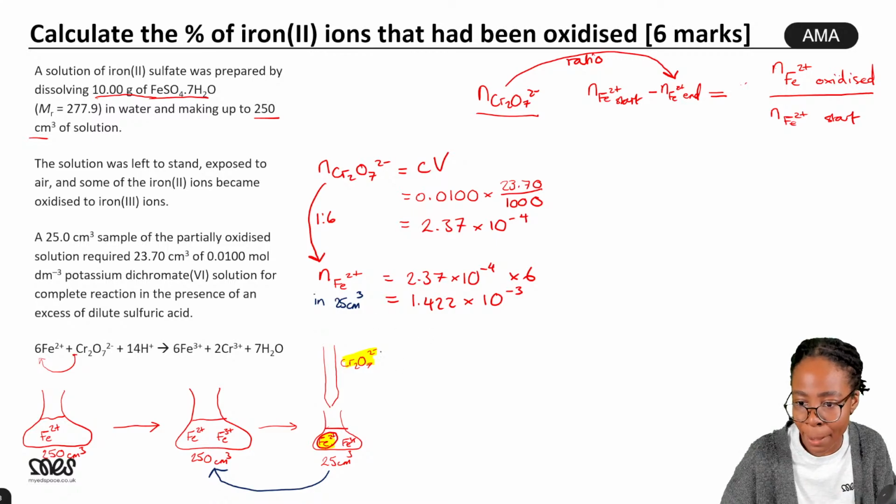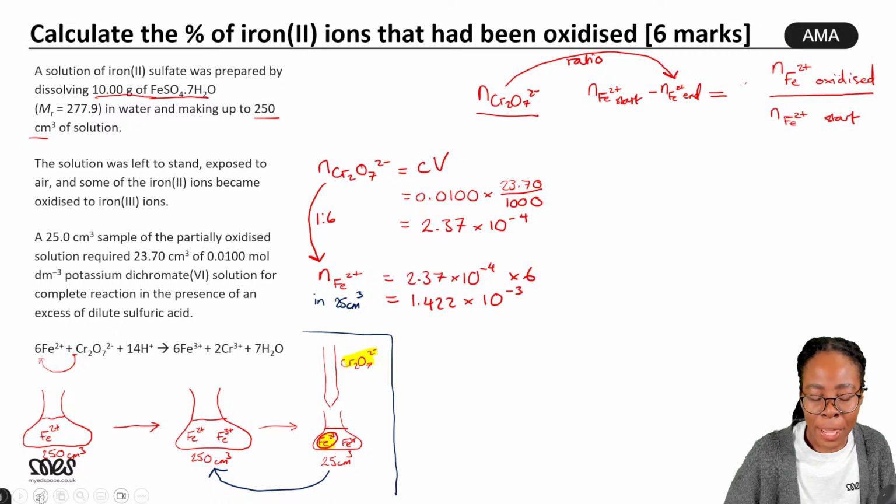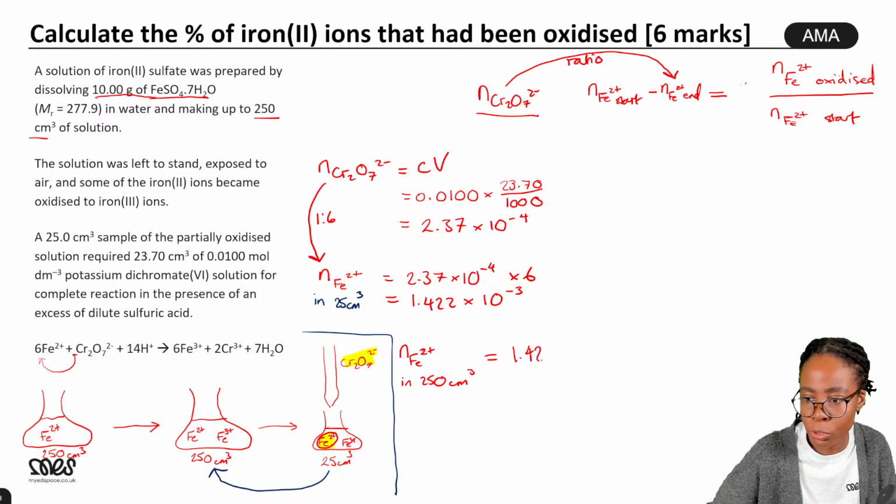So Yashi, you are absolutely right. Let me section off my lovely diagram. Okay, so the number of moles of Fe2+ in 250 centimeters cubed is this times 10. So 1.422 times 10 to the minus 2. Woo-woo indeed.